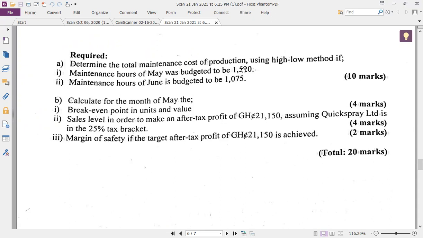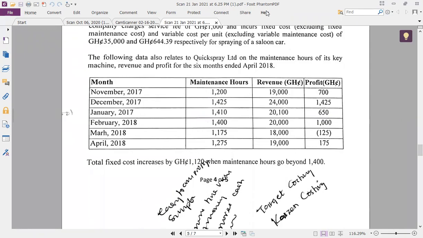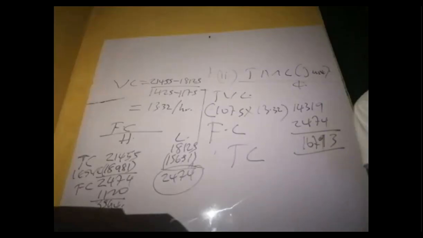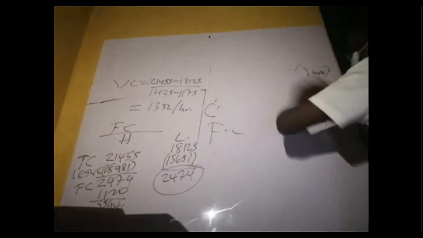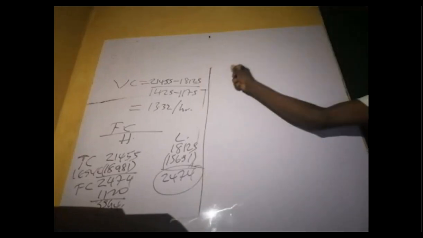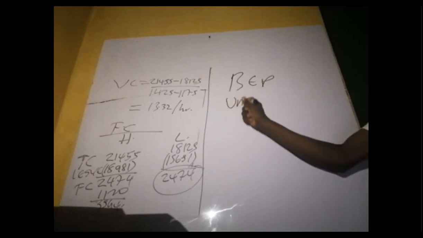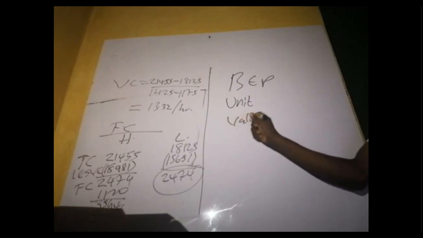Break even point in units and what? In value. So let's go to the board. But before that, we need a total fixed cost and then the break even value. So let's do them on the board. So here too, again, name this section. As always, I'm saying that when we mention break even point, come with two items. So units and what? Value.